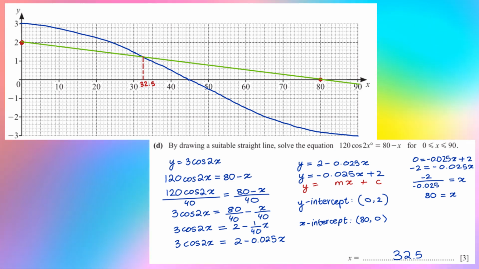Now, we have to find the x-coordinate of the point of intersection of this green line and the graph of 3 times the cosine of 2x. As you can see, this is the point of intersection, and I've drawn a red line from this point to the x-axis to show the x-coordinate of this point. The x-coordinate is 32.5. Therefore, x equals 32.5 is the answer.